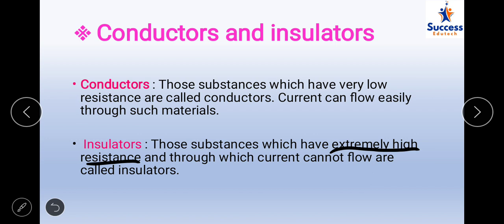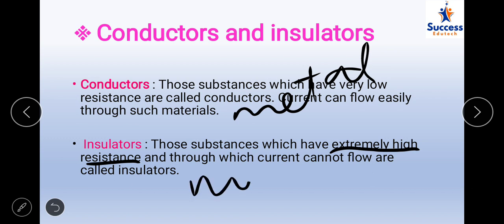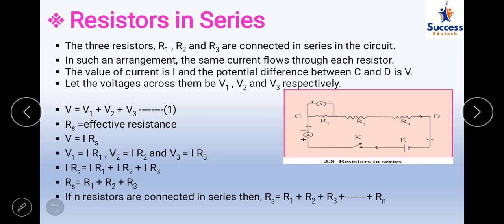Just list a few examples of conductors and insulators and mention them in the comment section. Remember, most of the time all metals are conductors, and all non-metals like plastic, rubber, wood are insulators.